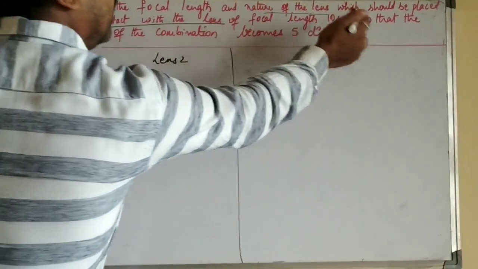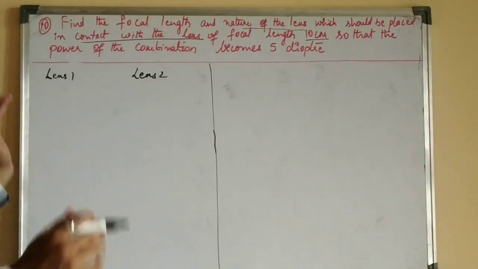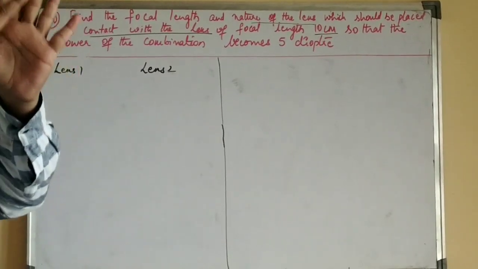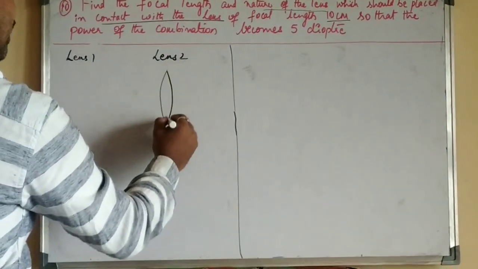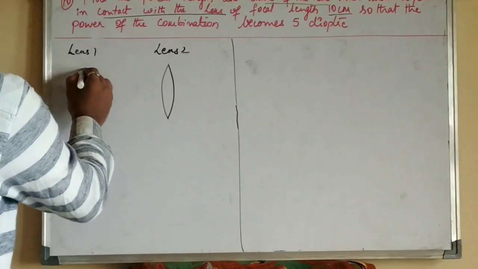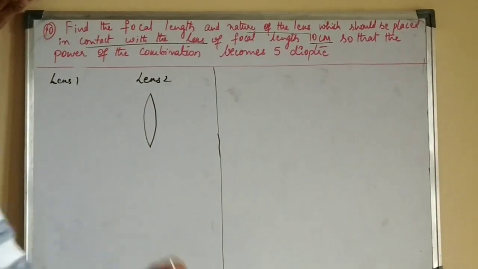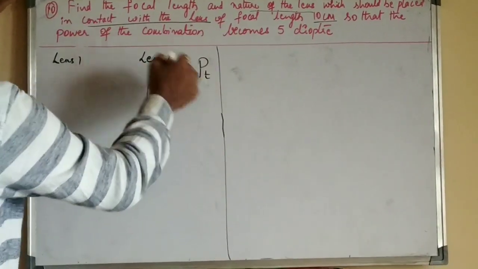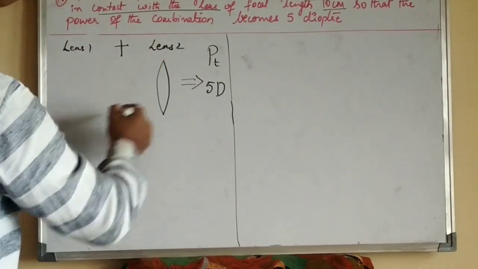But see the lens 2. Which should be placed in contact with the lens, one more lens of focal length is given 10 centimeter, which means positive sign. When the focal length of a particular lens is having the positive sign, which type of lens? It is a convex lens, okay. Now you have to find out what is this lens, okay. Now, so that the power of the combination becomes 5 diopter. When you combine these two lenses, the power of the combination, total power, is equal to 5 diopter. Means this lens plus this lens is equal to 5 diopter.